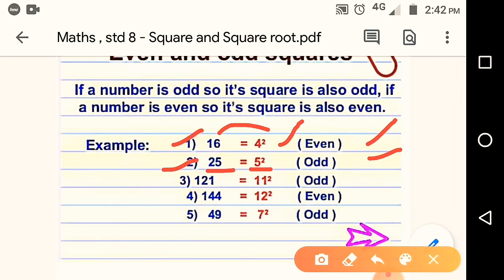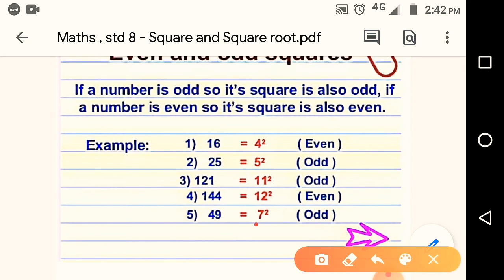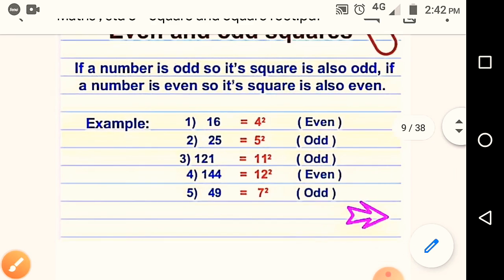So for an odd number, if you square it up, the answer is also odd. Same way, 11 is an odd number, the answer is 121, that is also an odd number. So what I mean to say is, if we square an odd number, the answer that we get is also odd. And if you square up any even number, the answer that you get is also even. For example, 7 is an odd number, the square of 7 is 7 times 7, 49. 7 is odd, 49 is also an odd number. So this way, the square of an odd number will be odd, and the square of an even number will be even.